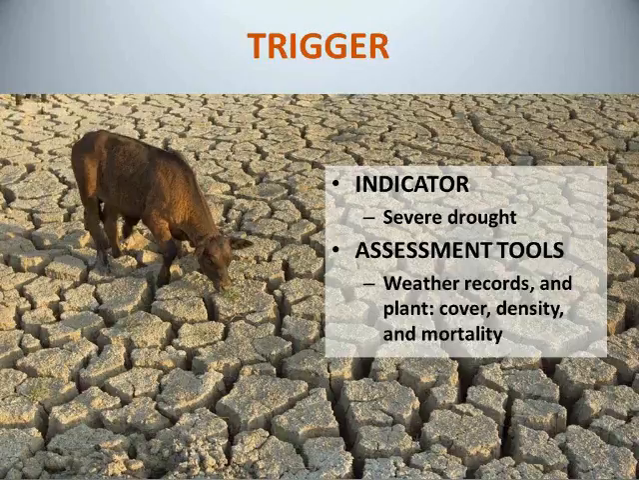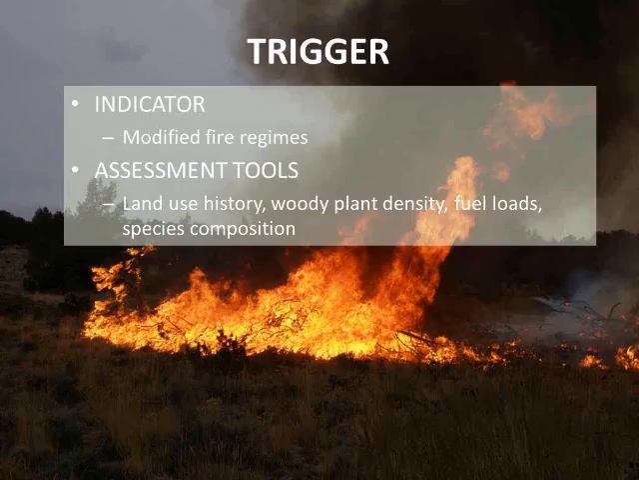Again, these indicators state vulnerability to crossing a threshold. So severe drought, what can we use? Well, weather records, we can look at plant cover, density, and mortality, in addition to our starving cows.